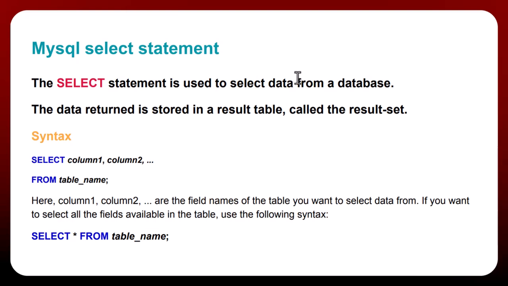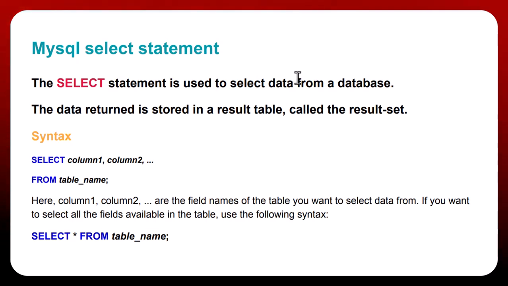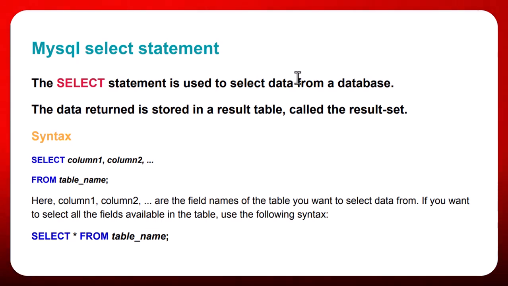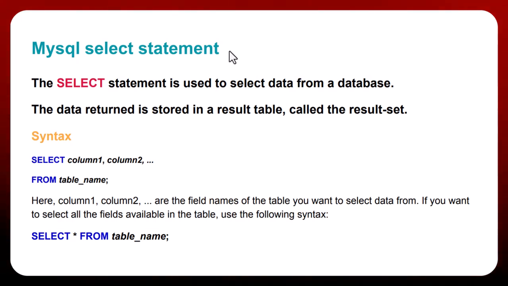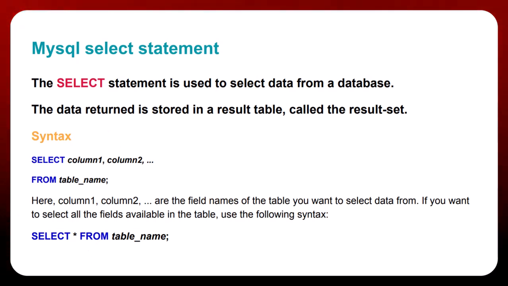All right. I want to also talk about the select statement that is used to select data in a database. So, for example, if you want to select a certain column, it's going to be just select and then the column from the table name. Now, column 1, column 2 are the field names of the table you want to select data from. If you want to select all the fields available in the table, use the following syntax, just an asterisk. You don't have to specify the columns if you don't wish to do that.